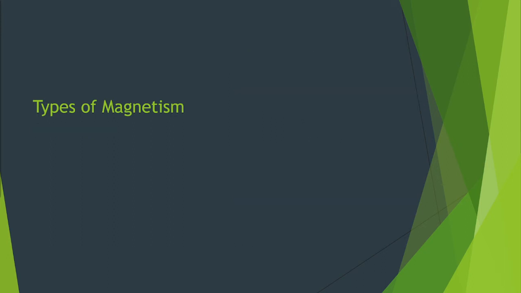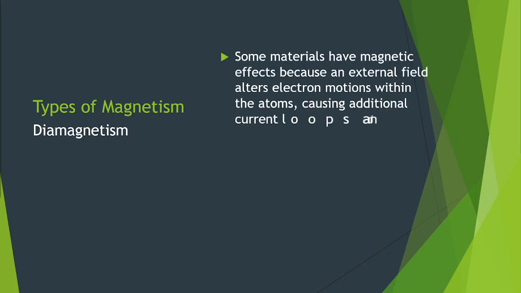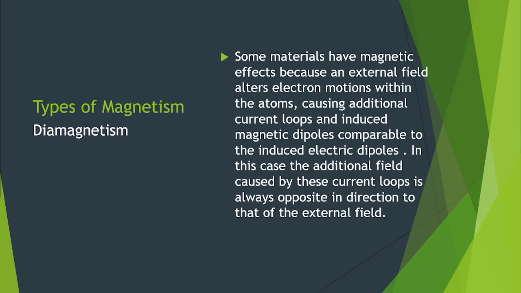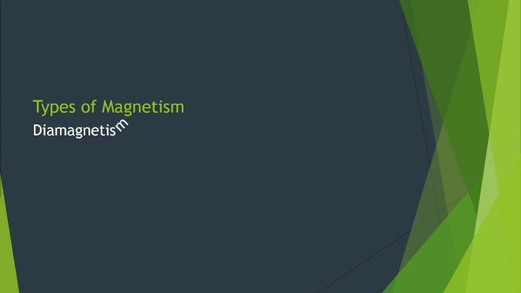The second type of magnetism is called diamagnetism. Some materials have magnetic effects because an external field alters electron motions within the atoms, causing additional current loops and induced magnetic dipoles comparable to the induced electric dipoles. In this case, the additional field caused by these current loops is always opposite in direction to that of the external field. An induced current always tends to cancel the field change that caused it. Such materials are said to be diamagnetic.